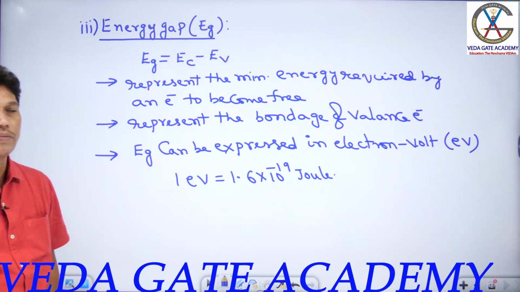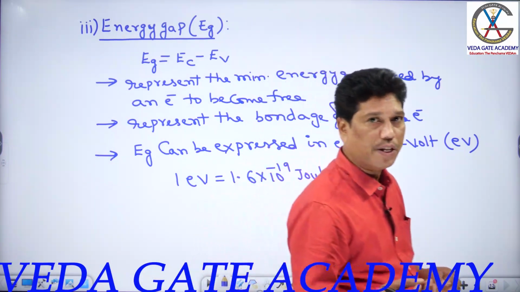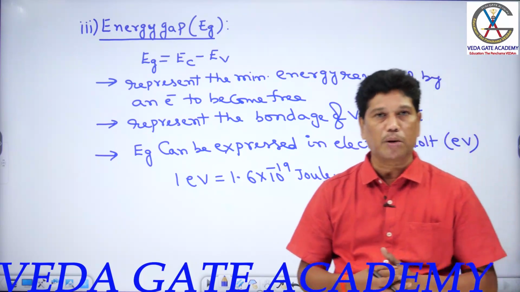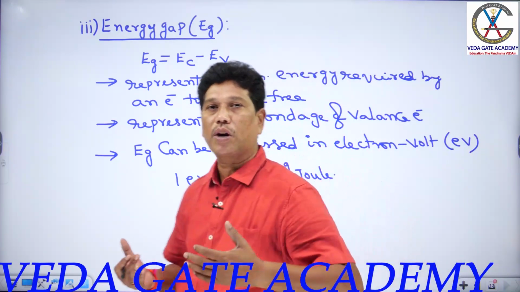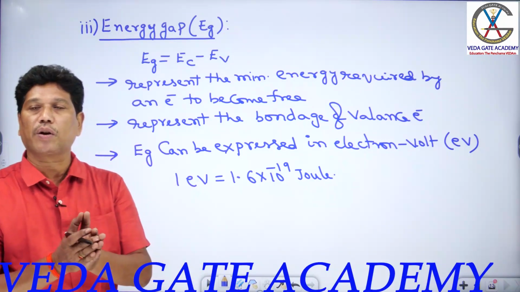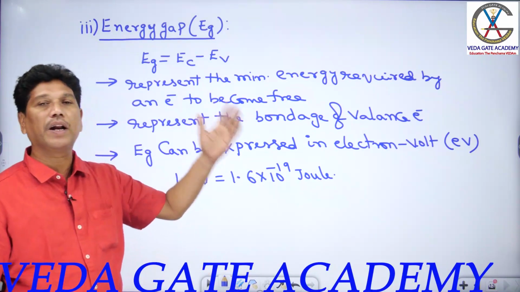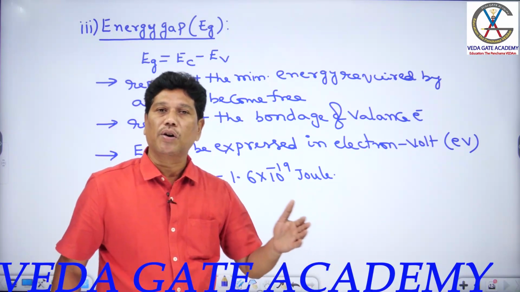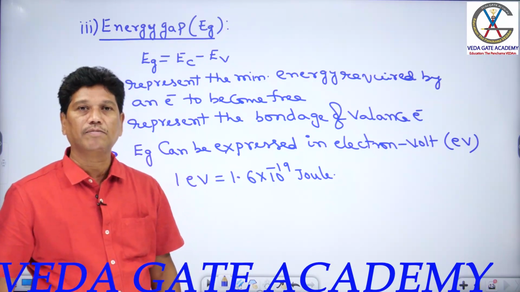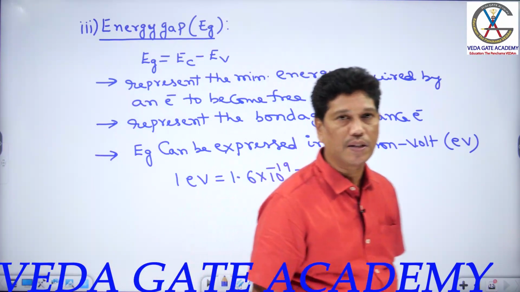So now, students, the energy gap is the energy difference between the valence and conduction bands. You already know the valence band and the conduction band. So it always indicates the energy required by an electron to become free. If the applied energy is less than the energy gap, that electron does not become free. So indirectly it indicates the bondage of the valence electron.